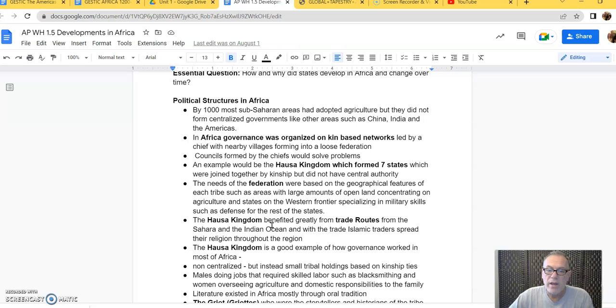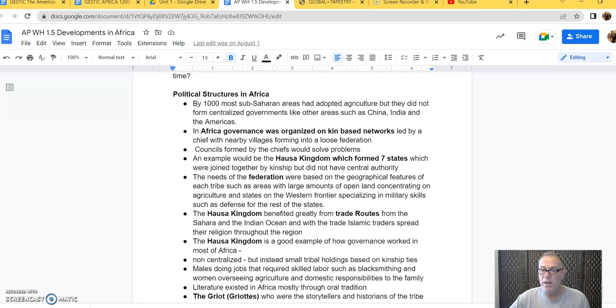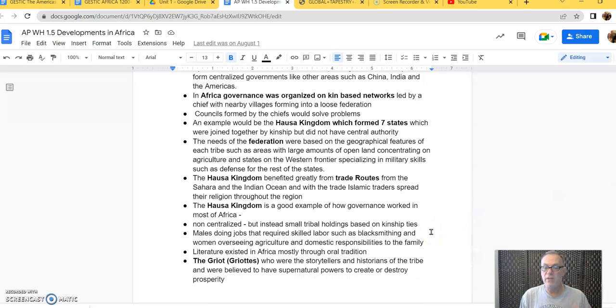The Hausa Kingdom is a really good example of how governance is going to work in Africa. It starts with kin-based, and then you have enough of these tribes getting together to make something of a political entity that is still decentralized, but they're forming pretty much along financial exposure and access to trade routes. All right, so that's going to be a pattern that repeats itself.